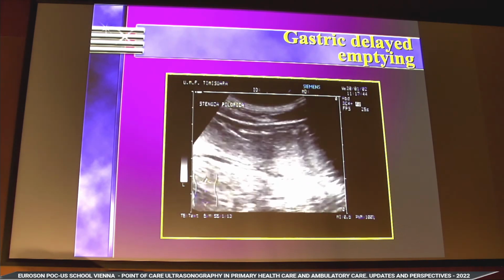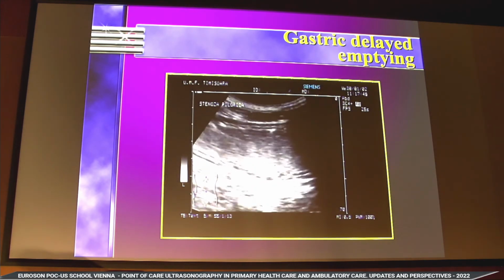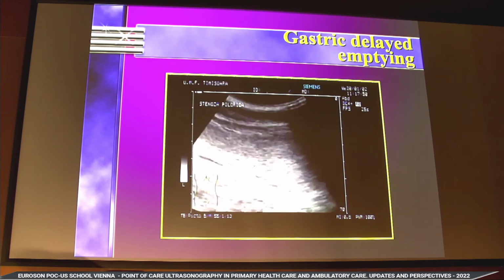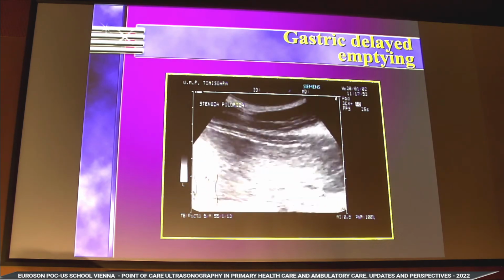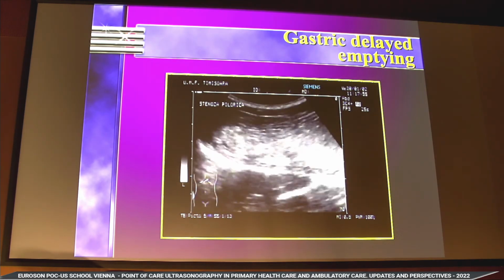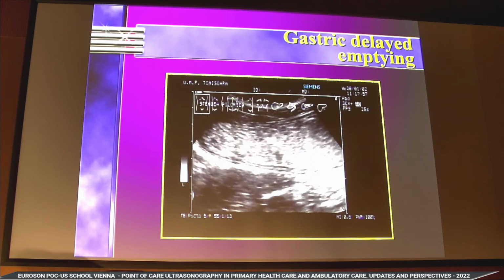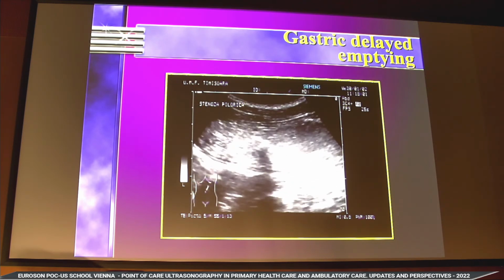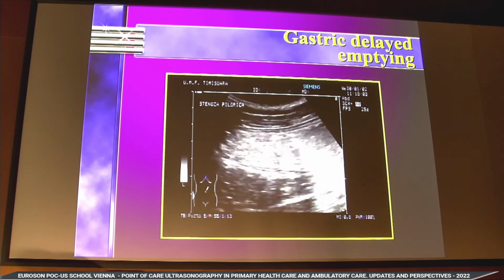You have a fasting patient, they come in vomiting, and you put the probe and you can see the stomach. It's a very simple section. We are in the epigastrium and we can see the stomach that is full with content. That is semi-solid content. You can see the wall here, the posterior and anterior wall of the stomach. Then this is a very simple diagnosis.